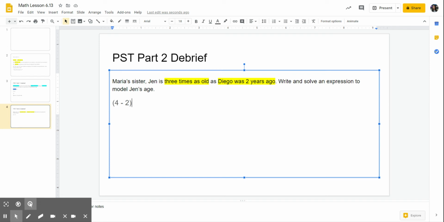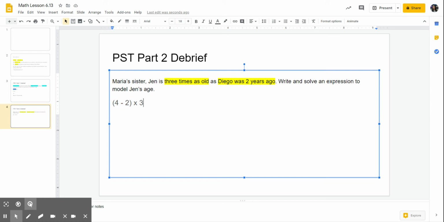So now I have the first part of my expression. I know that Diego is 4 years old now and that we need to figure out how old he was 2 years ago. So we did 4 minus 2. Now we also know that Jen is 3 times as old as Diego was 2 years ago. So the next thing I'm going to add is times 3. I'm adding times 3 because the problem says that she is 3 times as old as Diego. So now we have our expression.